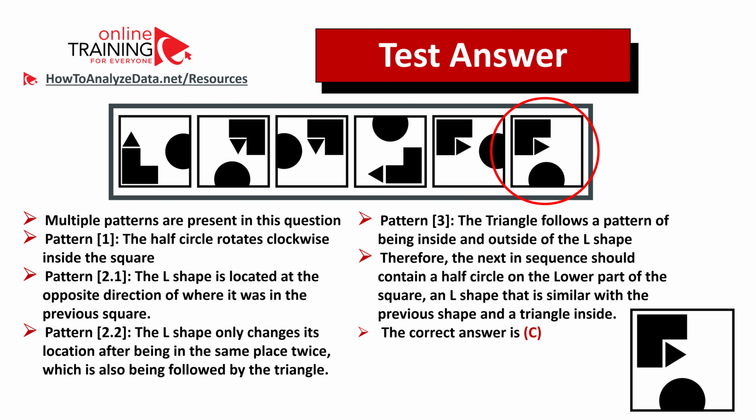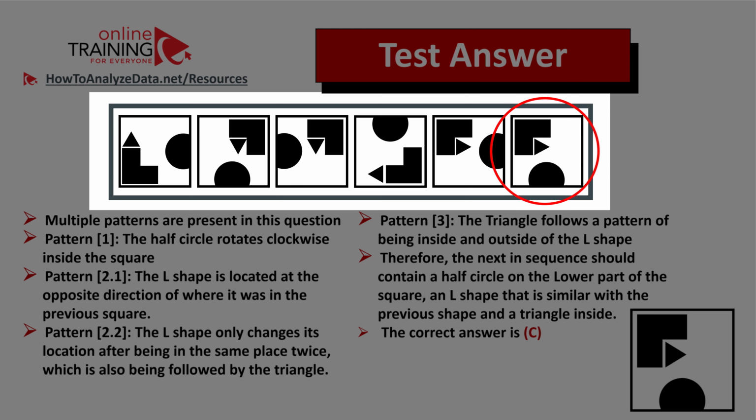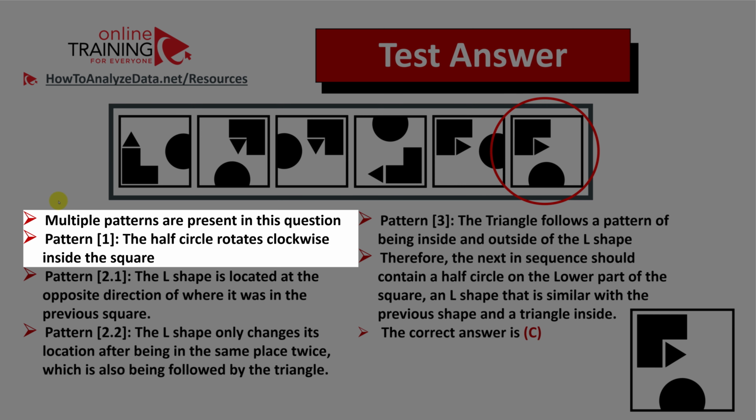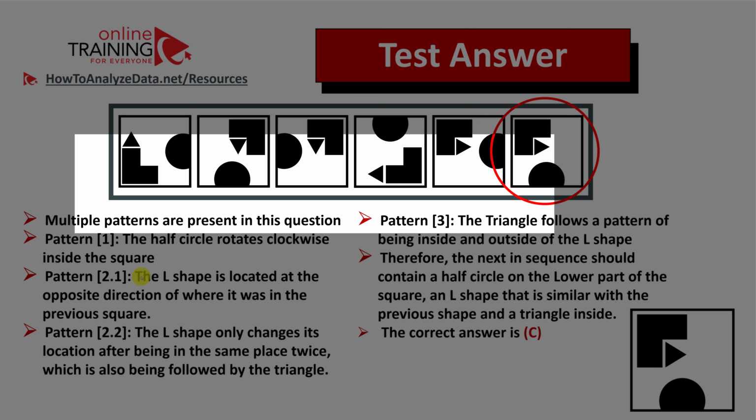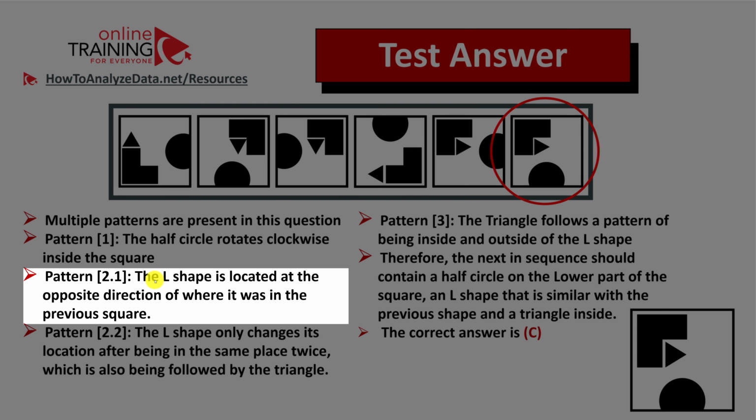As usual, my recommendation to you is always look for patterns. And let me share with you which patterns are present in this question. Obviously, there are multiple patterns present, because this is the type of questions you get on the test. The first pattern is where half circles rotate clockwise inside the square. So the first position is on the right, next position is at the bottom, then left, top, and then you see the cycle repeating.